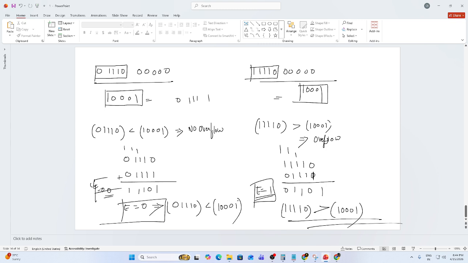So first, before proceeding to the algorithm, we need to detect the overflow, right? How to detect the overflow? We need to consider the numerator's higher 5 bits and subtract the denominator's 5 bits using the 2's complement method. After the 2's complement addition, if we get an end carry, it means there is an overflow. So we need to incorporate this in the algorithm. This is a kind of exception handling.